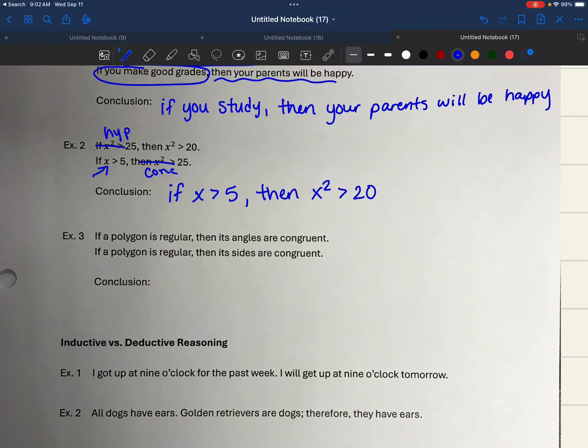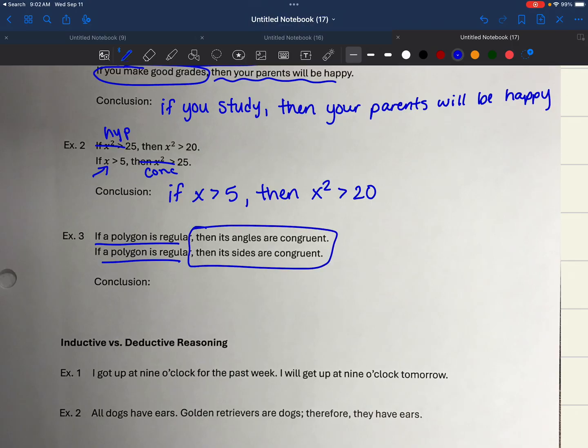Number 3 says, if a polygon is regular, then its angles are congruent. If a polygon is regular, then its sides are congruent. Can you just say it's congruent? Like if the polygon is regular, then it's congruent? So here's where you have to be careful. Like, let's say we get rid of. So here's kind of the hard part here, right? We kind of have two hypotheses.